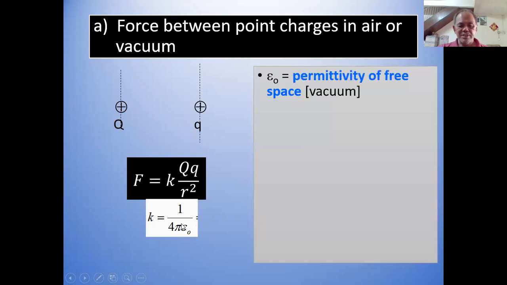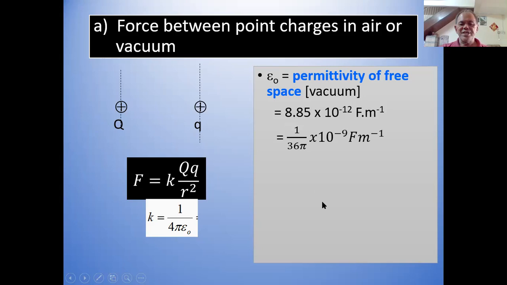This epsilon naught is called the permittivity of free space. Free space means vacuum, right? And there is the value given in your value of constant or data sheet. And this is also given, right? Whichever you prefer to use.